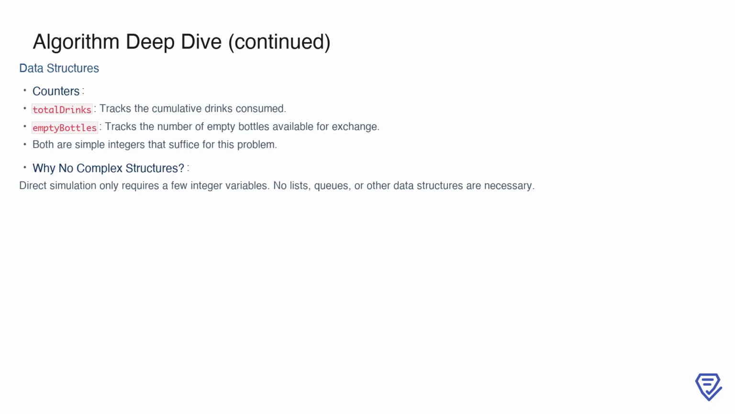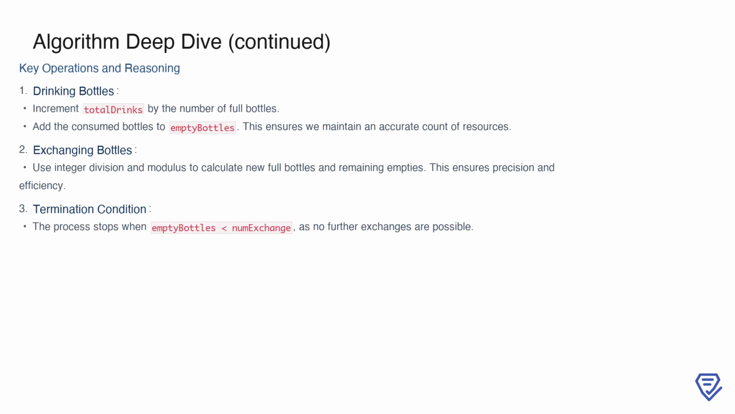This minimalistic approach ensures the solution remains efficient and easy to implement while still capturing the essential mechanics of the problem. The key operations in the algorithm revolve around 3 main steps. First, when drinking bottles, the total number of drinks is incremented by the count of full bottles currently available. Simultaneously, the consumed bottles are added to the empty bottles variable to ensure an accurate tally of empty resources.